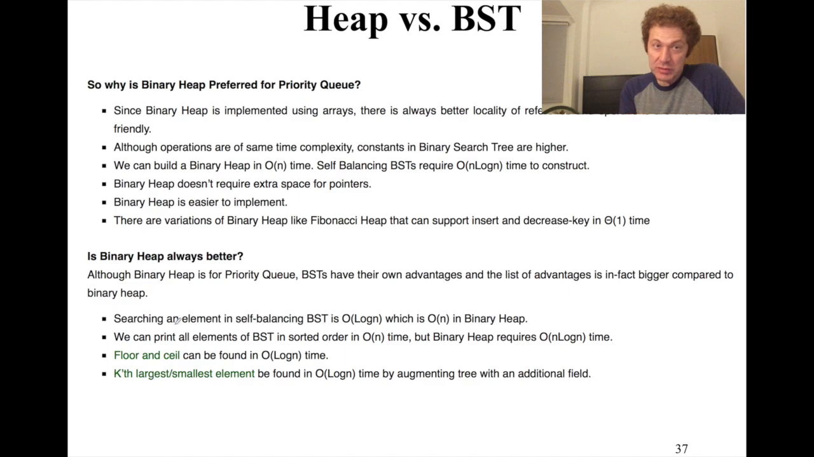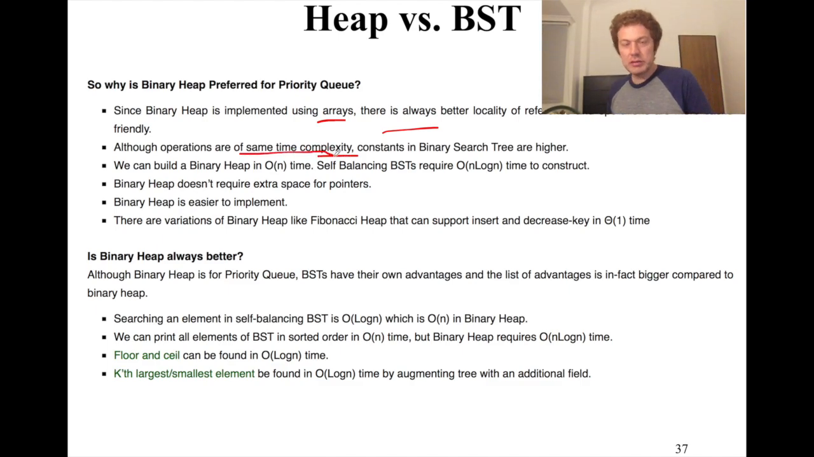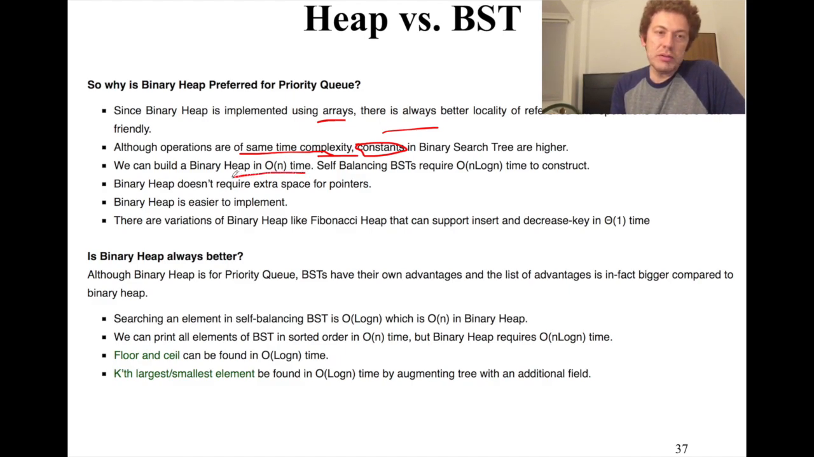Let's do some data structure comparison. Binary heap is preferred for a priority queue because we have used only arrays, and arrays mean locality of reference, so it is cache friendly, it is faster. That's why, although the complexities of insertion and deletion are all log n in both BST and heap, the constants are expected to be smaller in the heap case, so they are slightly faster. But obviously, building the heap is way faster than building the BST, even the balanced ones, the AVL tree, the red black tree, because we have the smart build heap function here. There is no pointer space needed in heap, so it is way, way easier to implement.